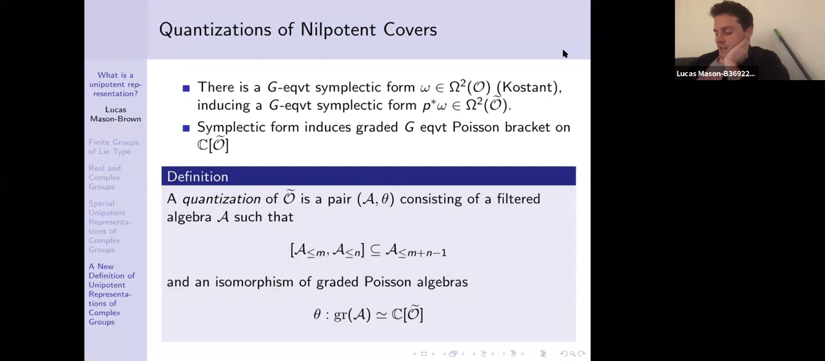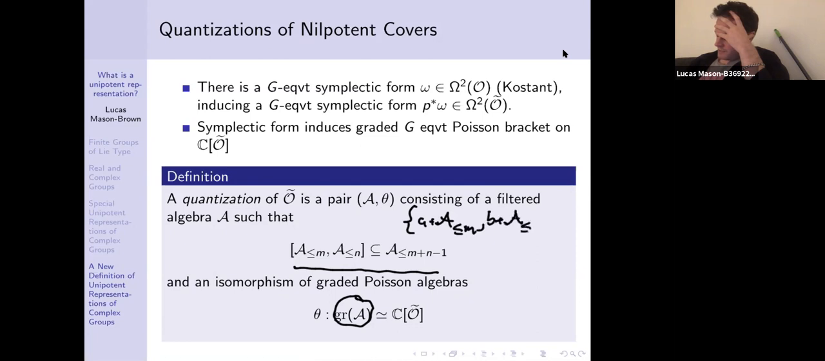So for us, a quantization of O tilde is a pair consisting of a filtered algebra A such that the commutator reduces degree, and an isomorphism of graded Poisson algebras, where the Poisson structure on gr A is defined using the commutator on A. We define the bracket of A less than or equal to M with B less than or equal to N to be the commutator of A and B in A less than or equal to M plus N minus 1.